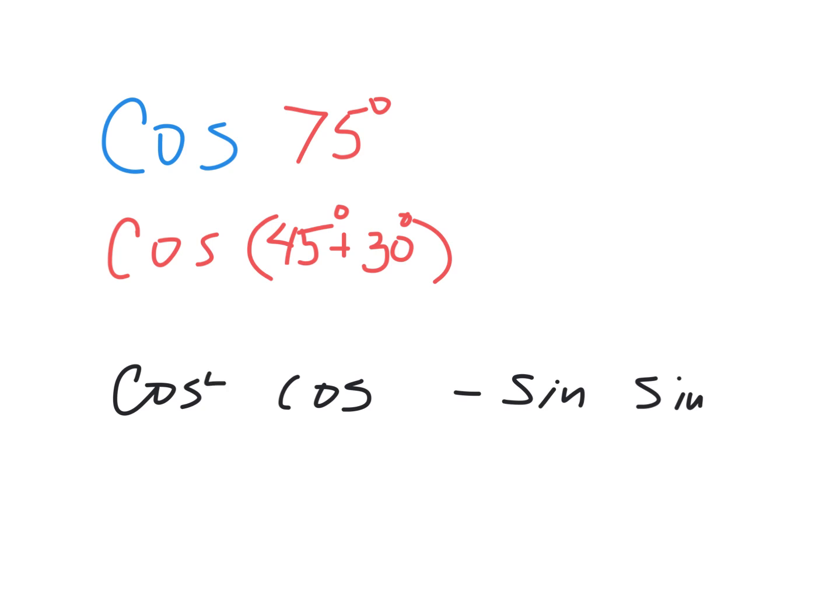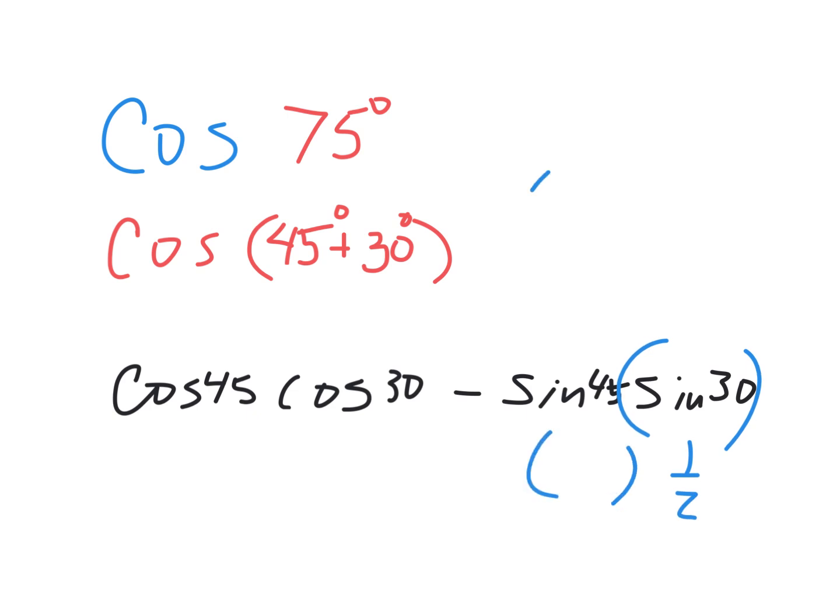Okay, cosine 45, cosine 30, sine 45, sine 30. And I know sine 30 because I have it memorized. Do you? I didn't have to look that one up. It's a half. Okay, I have to look up sine 45 though, so 1, 1, square root of 2 won't take long. Opposite over hypotenuse, 1 over root 2.